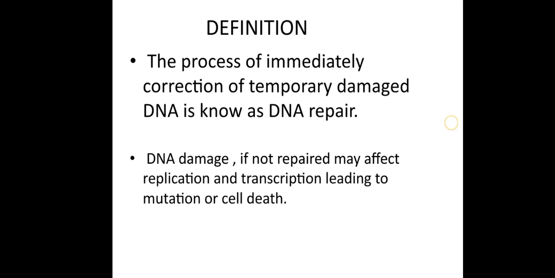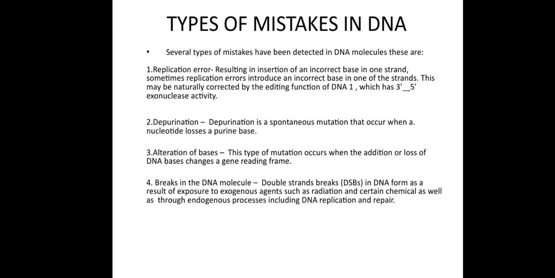Now let us see types of mistakes in DNA. Several types of mistakes have been detected in DNA molecules. These are replication error, depurination, alteration of base, and breaks in DNA molecule. Now what is replication error? Replication error can also involve insertion or deletion of nucleotide bases that occurs during a process called strand slippage.